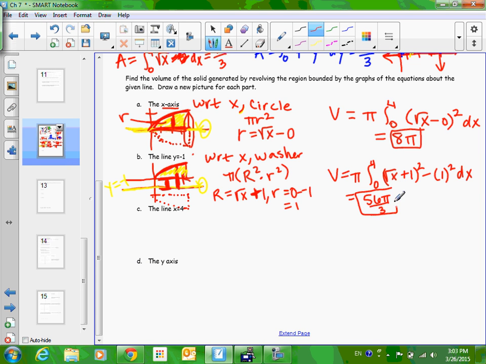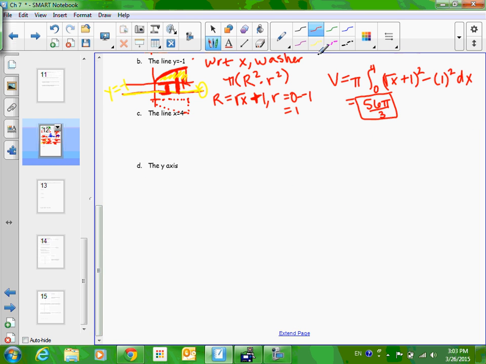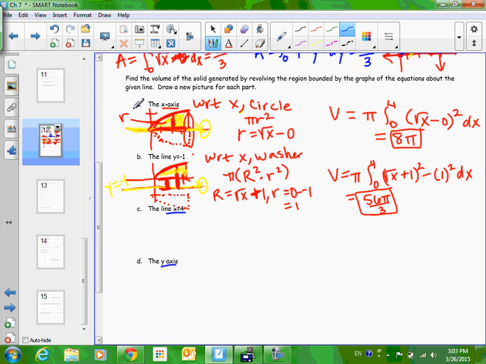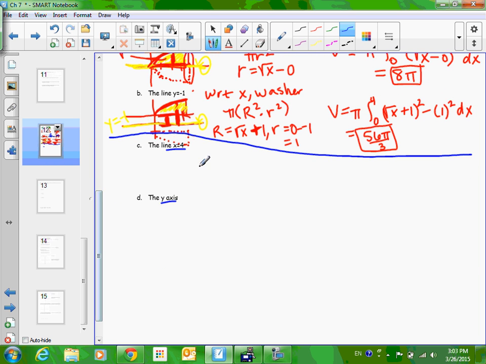All right. So let's finish up this lesson with some that are with respect to y. How do you know these two are with respect to y? Because it's the line x equals 4. Right? It is a vertical line that we're revolving about. Okay, so this is with respect to y. Do you know right now if it's a circle problem or a washer problem? No, you've got to draw the picture.